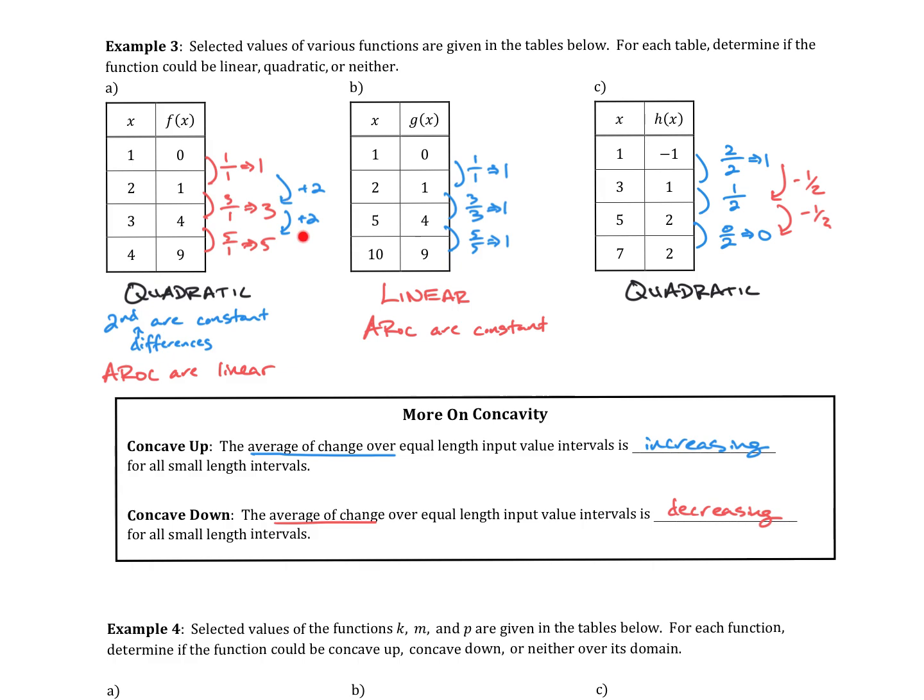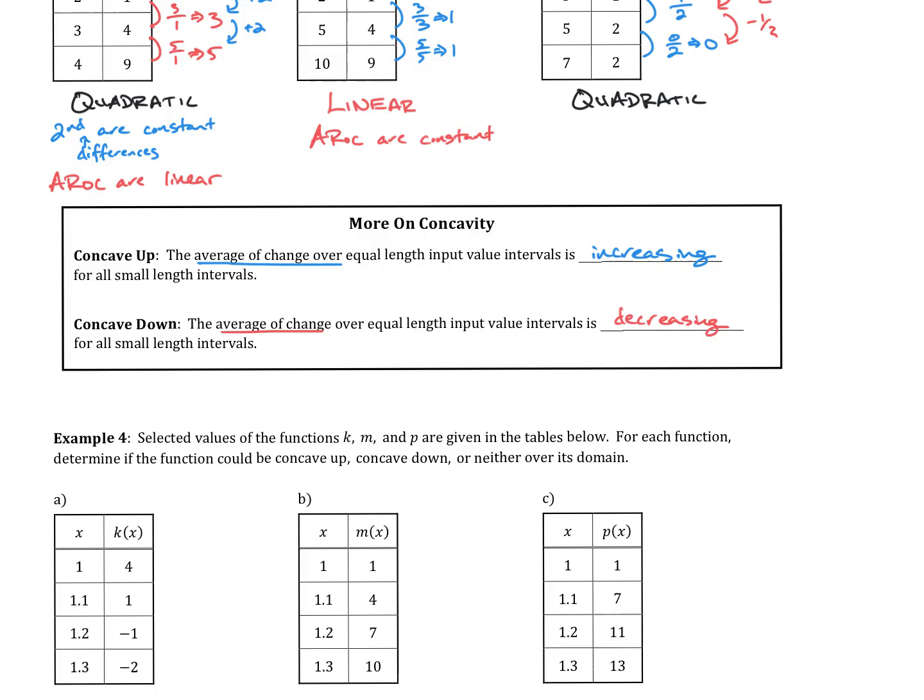If my second differences are positive, which means my average rate of changes are increasing, this is concave what? Up. This one would be concave what? Down, because my average rate of changes are decreasing. My second differences are negative. All right, so that's a great way to think of it.